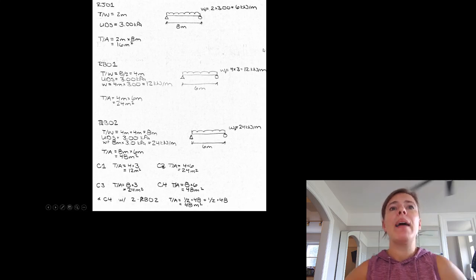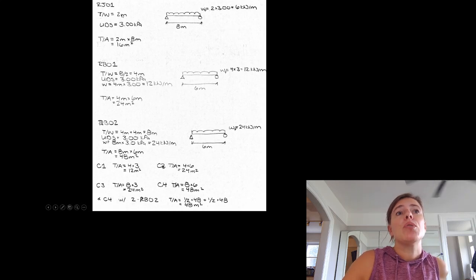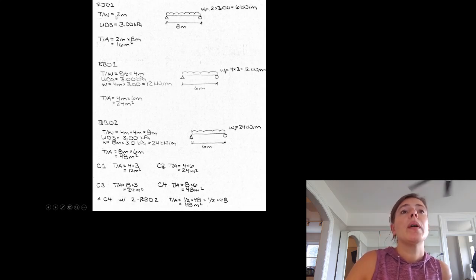So here we have some little drawings showing what that math was. Here's that RJ01. I've written out that its tributary width is 2 meters. Don't worry about these calculations; that's beyond the scope of this class. I just wanted to show you that we have a tributary width of 2 meters. We will get into this, but that's a little bit beyond what I wanted to talk about today.